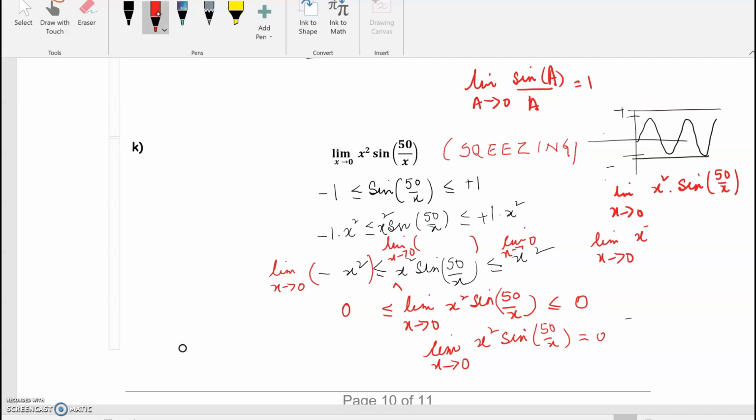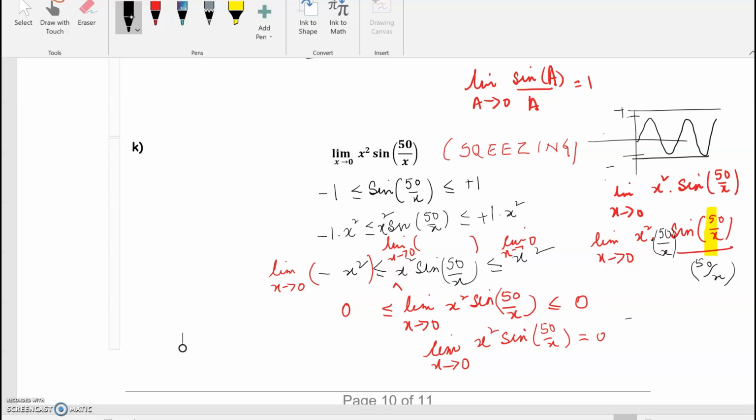So we have x squared times sine of 50 over x divided by whatever you see in there, divide by that. That's what you want to see in the denominator, right? But then you can't just introduce a term in the denominator. You have to multiply and divide with the exact same number, so you're not changing the value of the function.